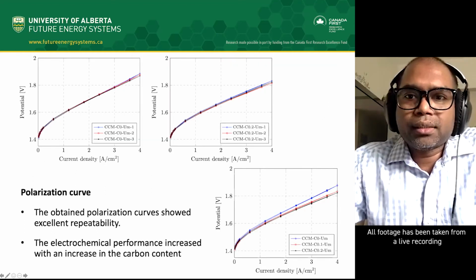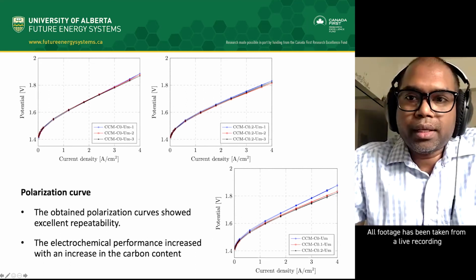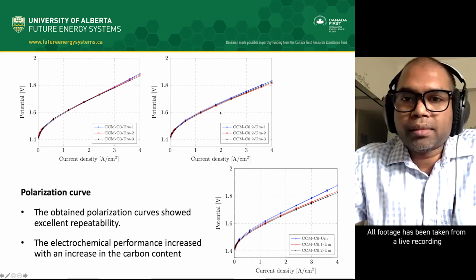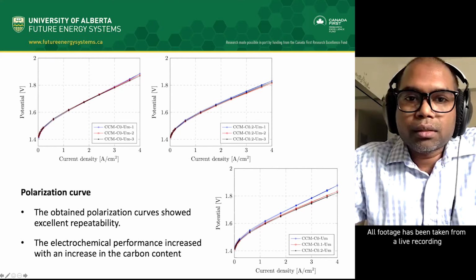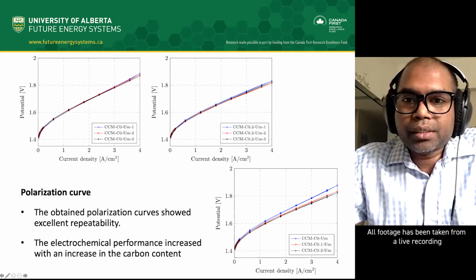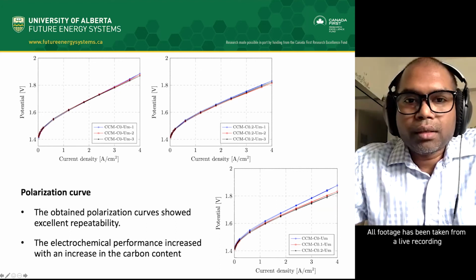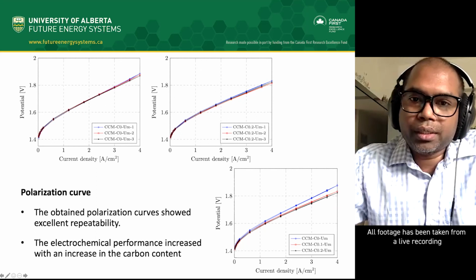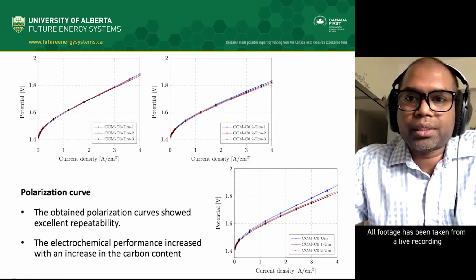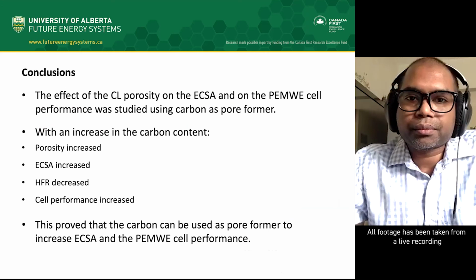The obtained polarization curves are repeatable, as shown in the top two figures for different carbon loading cells. With an increase in the carbon content, the performance of the cell also increased, as we can see in the bottom left and bottom right figures, due to the increase in the electrochemical surface area and also the decrease in the high frequency resistance, as shown in the previous slides.